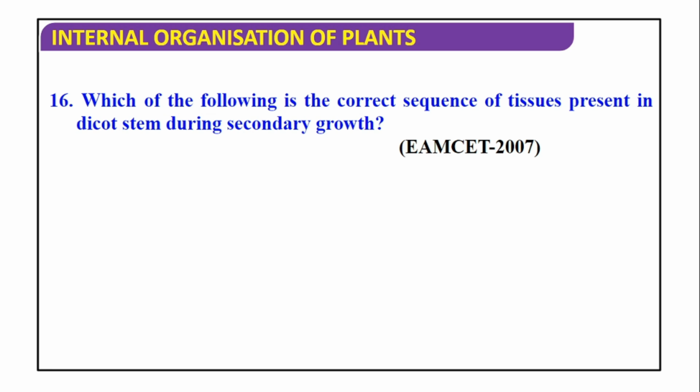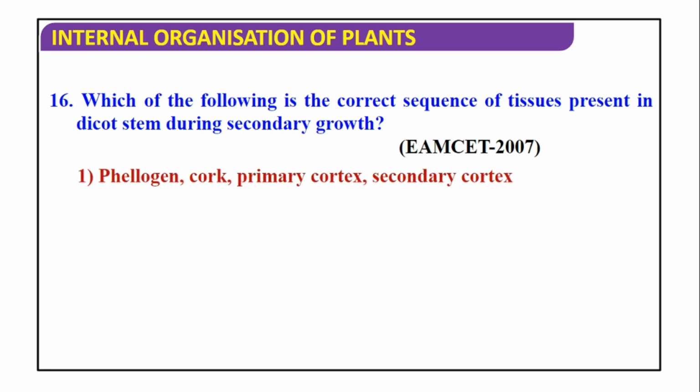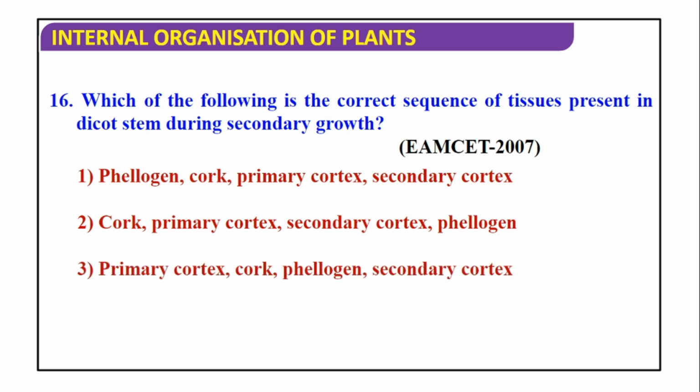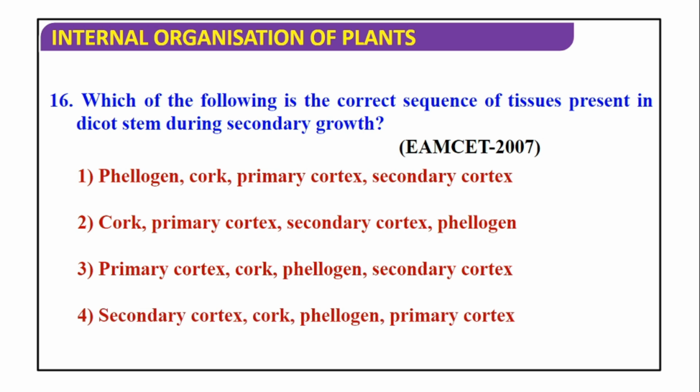which of the following is the correct sequence of tissue present in a dicot stem during secondary growth? First, phellogen, cork, primary cortex, secondary cortex. Second, cork, primary cortex, secondary cortex, phellogen. Third, primary cortex, cork, phellogen, secondary cortex. Fourth, cork, phellogen and primary cortex.